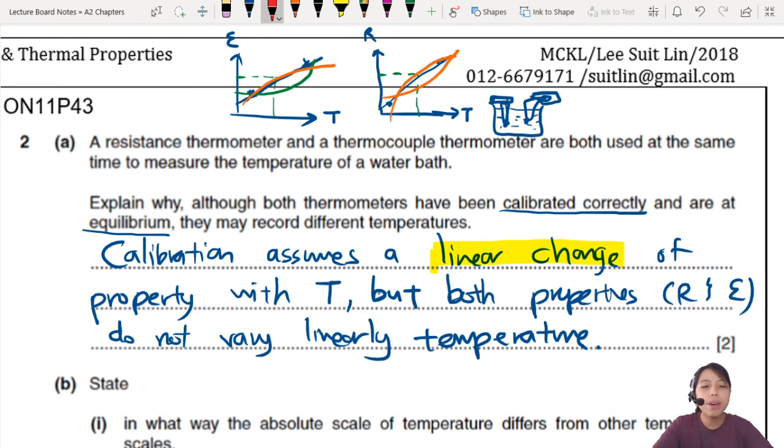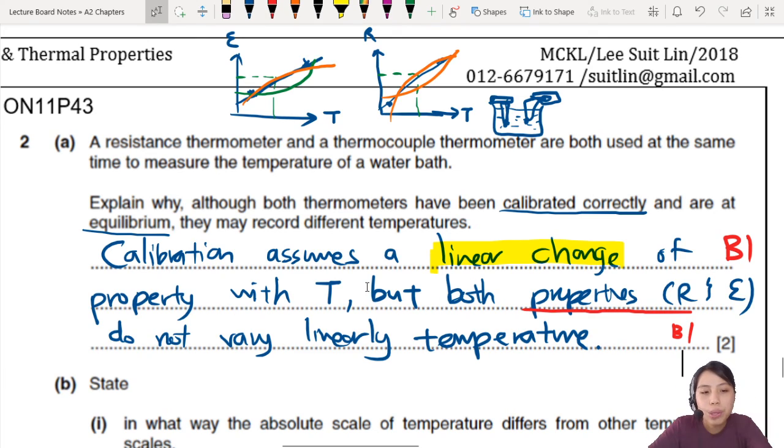2 marks. 1 mark comes from the assumption of how we calibrate when we do fixed points and calibrate things. And then also, you need to talk about how both properties are not linear. So that's the second point.